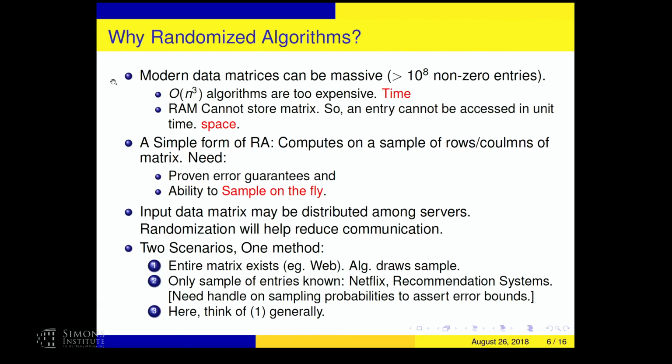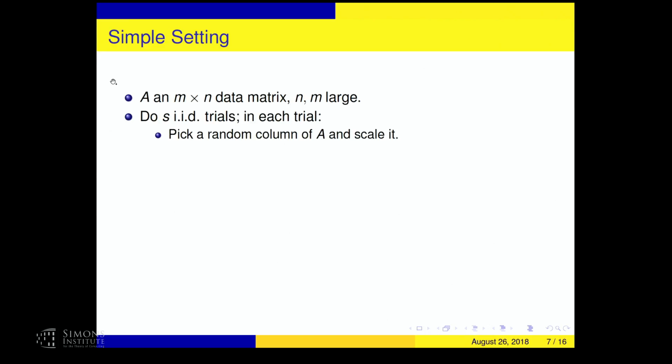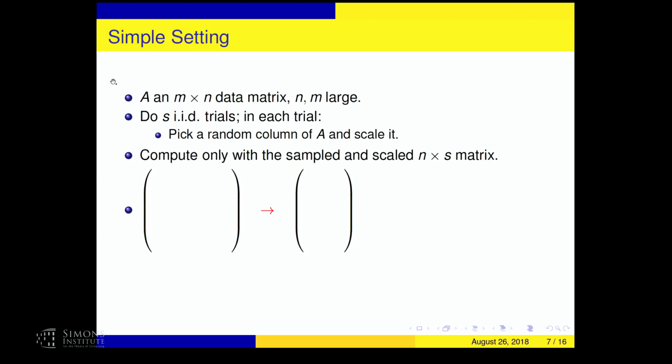We're going to choose the sampling probabilities and sample. So this is a setting: an m by n matrix, m and n large. I'm going to do a certain number of IID trials, S IID trials, S for sample. Each IID trial picks a random column of A and is allowed to scale it by a multiple. Thereafter, you have to compute only with the sampled and scaled columns. There are S of them, so it's an n by S matrix. So we sampled and got that, we throw the original away, and we only work with this in this setting.